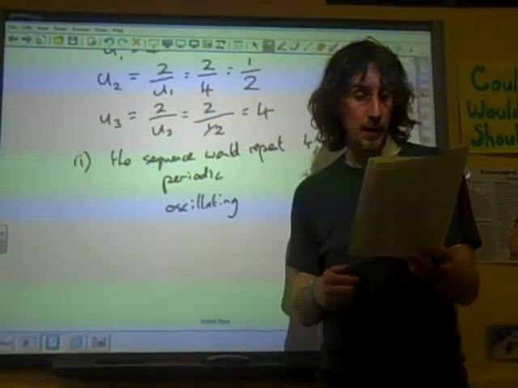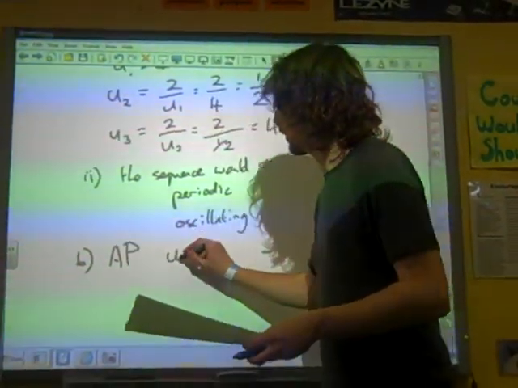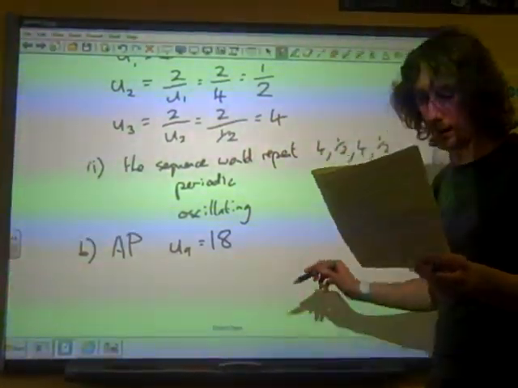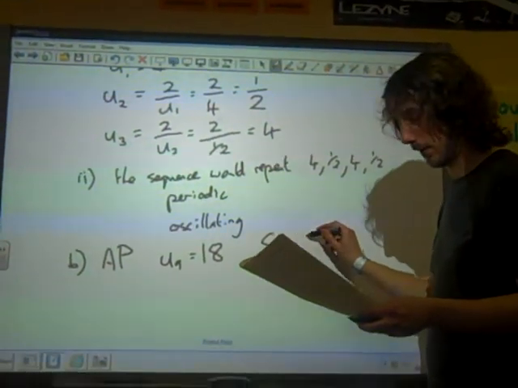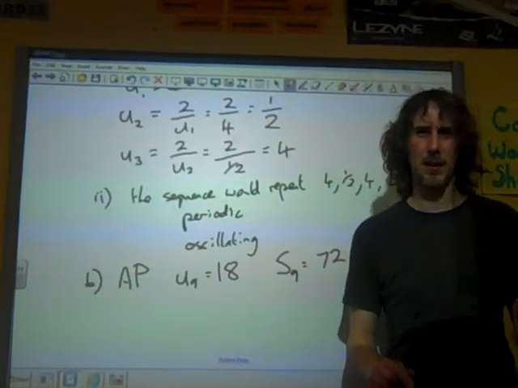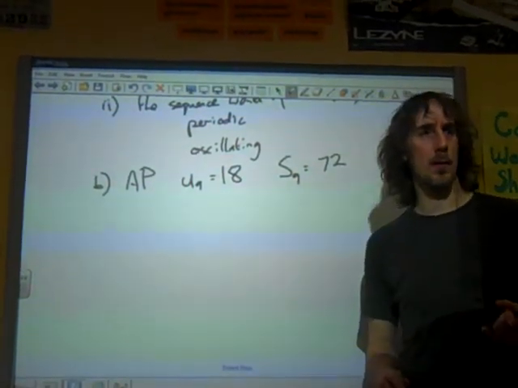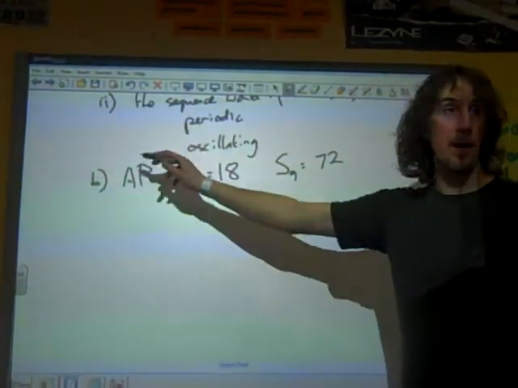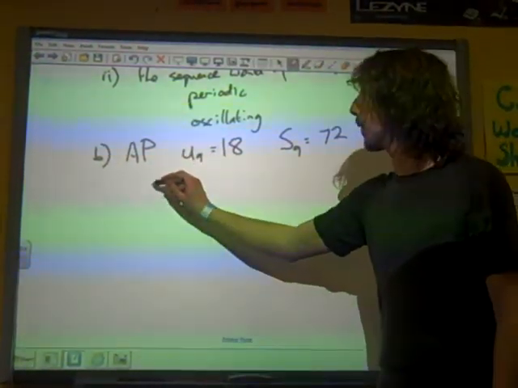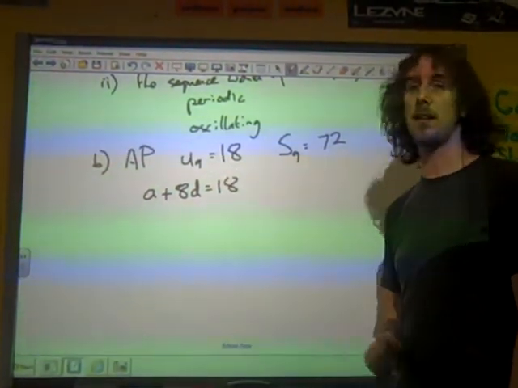We're told there's an AP, where the 9th term is 18. So now let's write down some of these details. An AP, the 9th term is 18, and the sum of the first 9 terms is 72. Find the first term and the common difference. Well, this is a really standard thing, isn't it? We've got an AP, we've been told 2 bits of information, so that should be enough to work everything else out from it. It's an arithmetic progression, so checking back to the formula booklet, the nth term of that would be a plus n minus 1 d, so a plus 8d is 18.